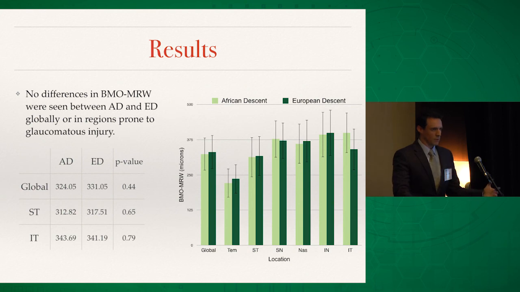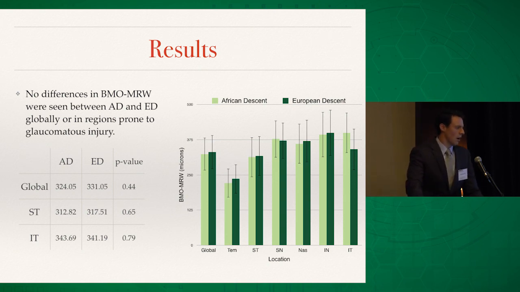And then the main result that we looked at for our study was just between people of African descent and European descent. What we found was that there was no significant difference in the BMO MRW after we adjusted for age and gender, both globally and in areas more prone to glaucomatous injury.